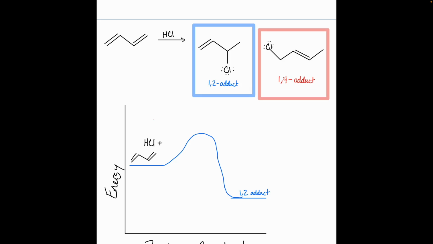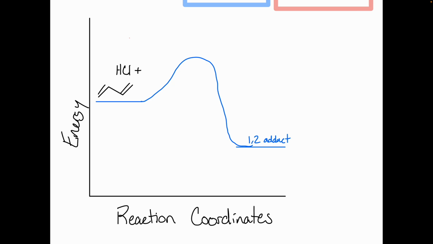Okay. So first of all, where am I going to start this red curve here? Am I going to be at the same, lower, higher? Where am I relative to the blue curve? Am I starting out with different reactants? No, I'm starting out with the same 1,3-butadiene and HCl, right? So everything's going to start in the exact same place, okay? But when I look on the other side, my product side, what we're going to see is that our 1,4 adduct is actually lower energy than our 1,2.